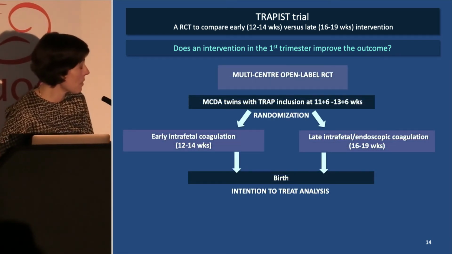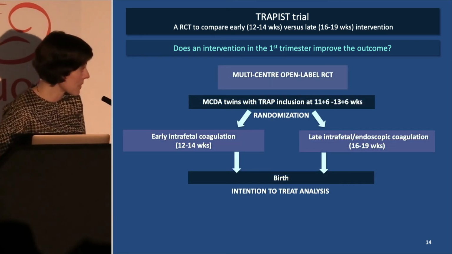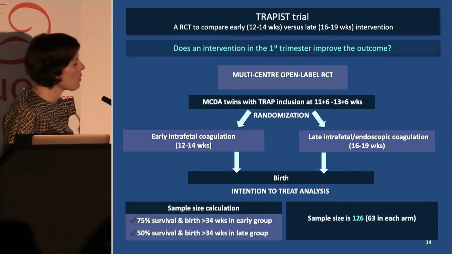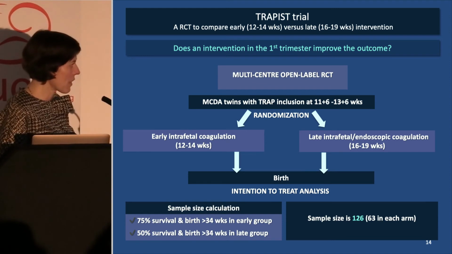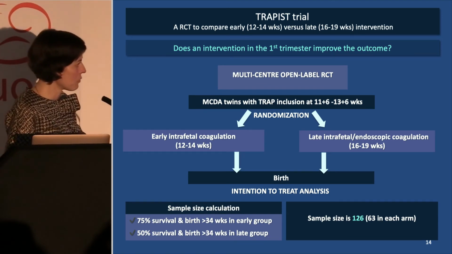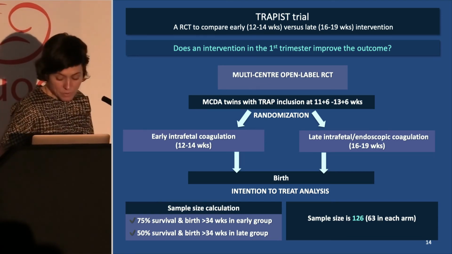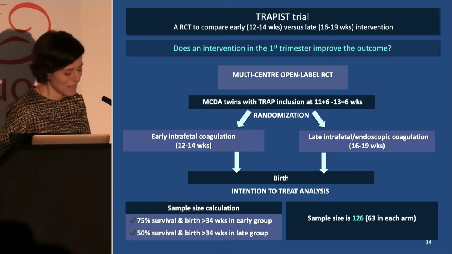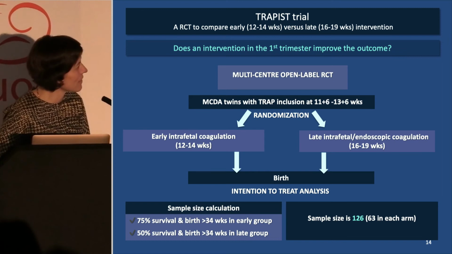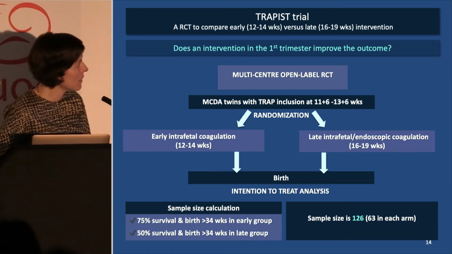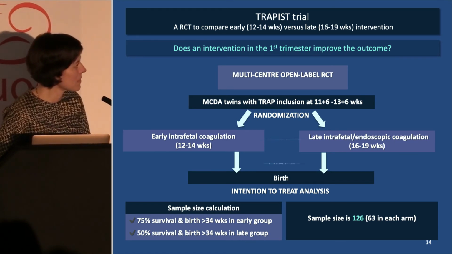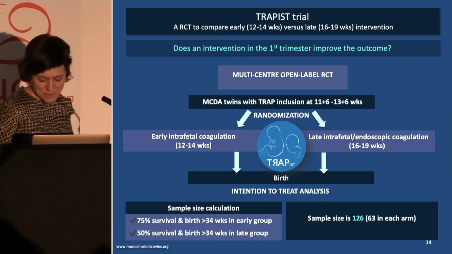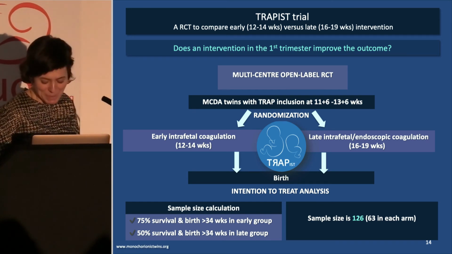And so this is a multi-center randomized controlled trial that we are doing, and our primary outcome is survival and birth after 34 weeks. And we collected 30 cases, but we still have to go to 126, so every first trimester TRAP case is very welcome to be included in the study. And the study is called the Trappist trial because I'm from Belgium and we like the Trappist beer.